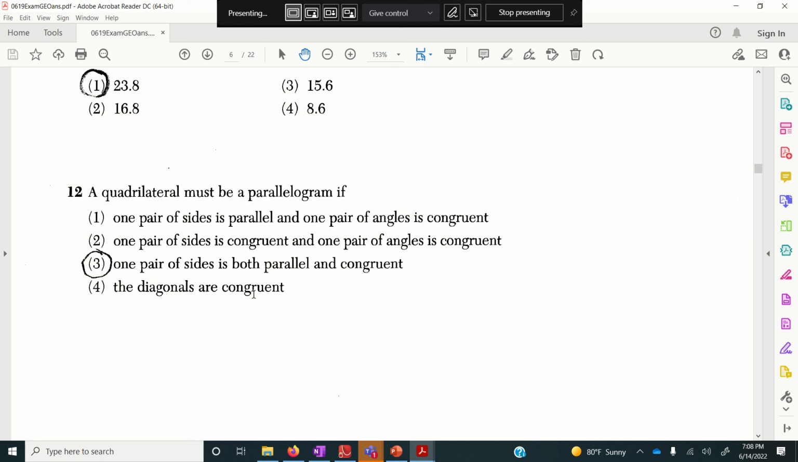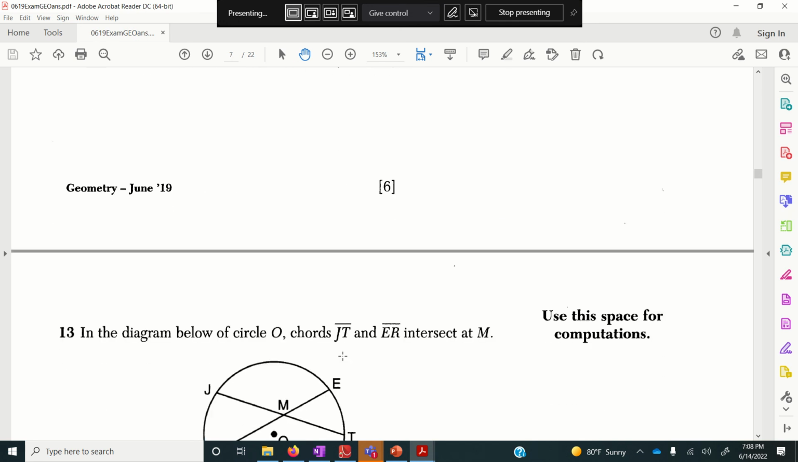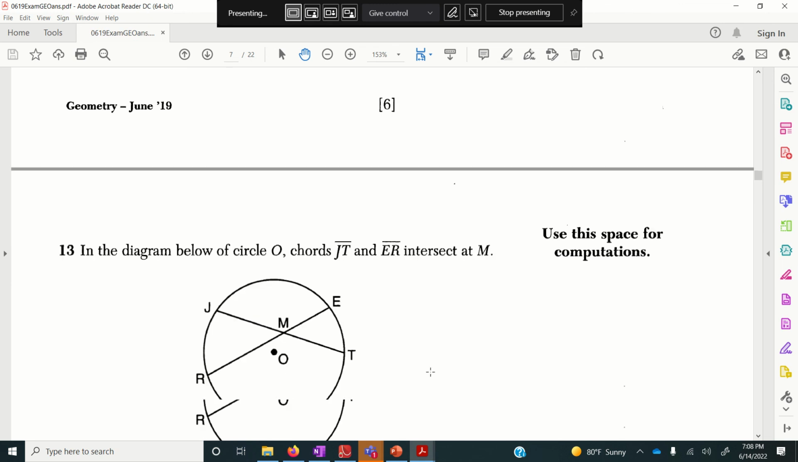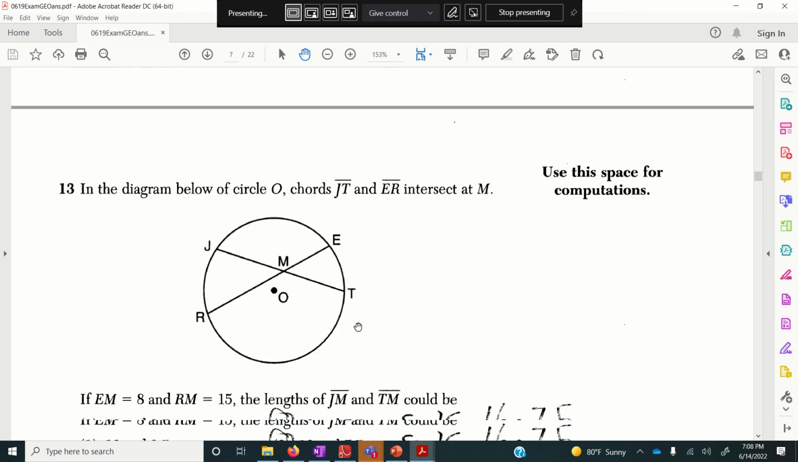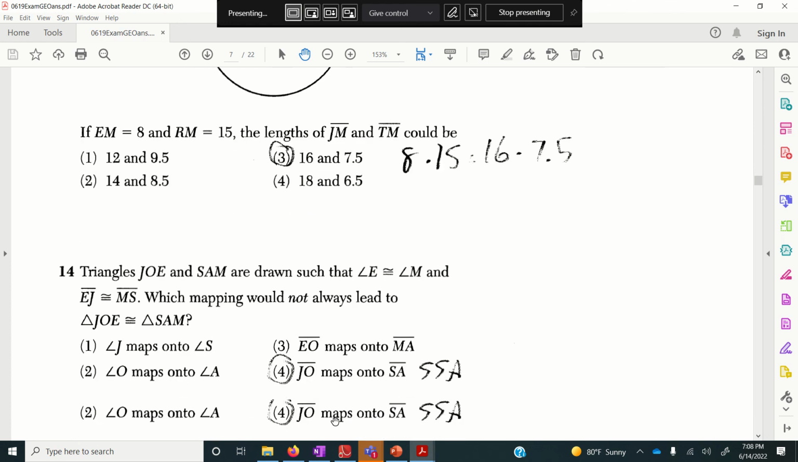Diagonals are congruent is a rectangle. All right. Number 13, your circle property here. So remember, we're just multiplying part times part here. So you can label and go through, and you should get which of these is equal to the same thing when you multiply. So if we do 8 times 15, which of those is equal to 8 times 15? It should be choice 3.